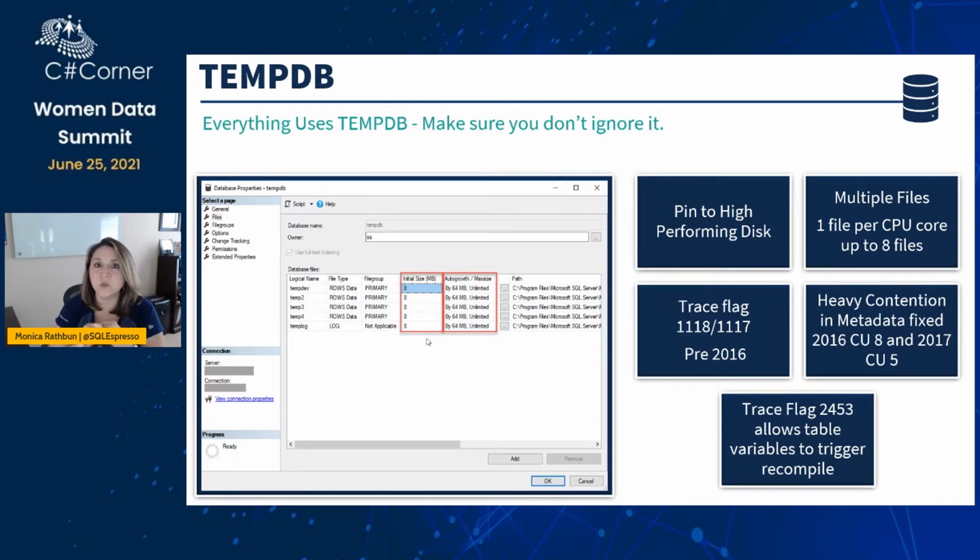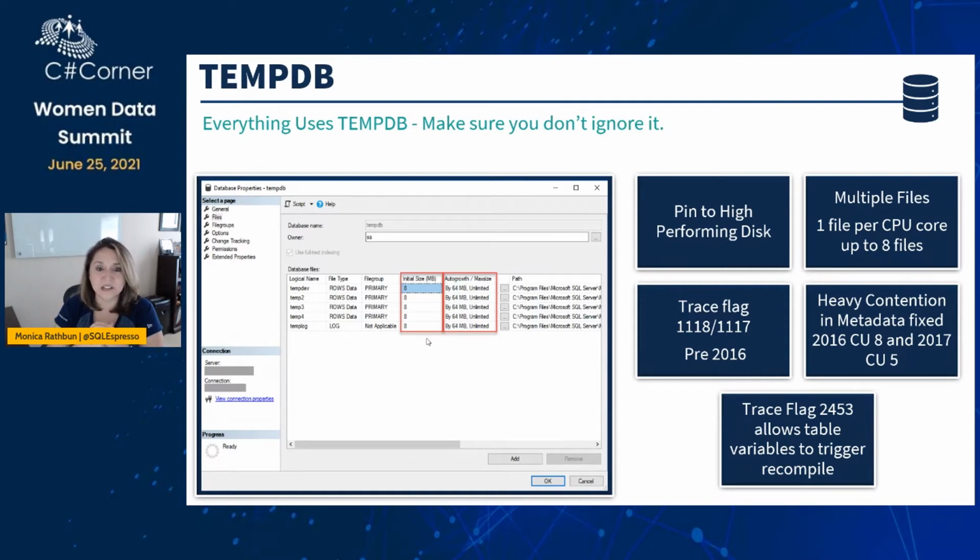You want Tempdb to run as fast as possible. Put it on SSDs. Put it on its own disk. Don't share it with any other things so you don't end up with a storage bottleneck or any other kind of throttling that could happen on that disk, okay? Put it separately. Multiple files, she talked about that.